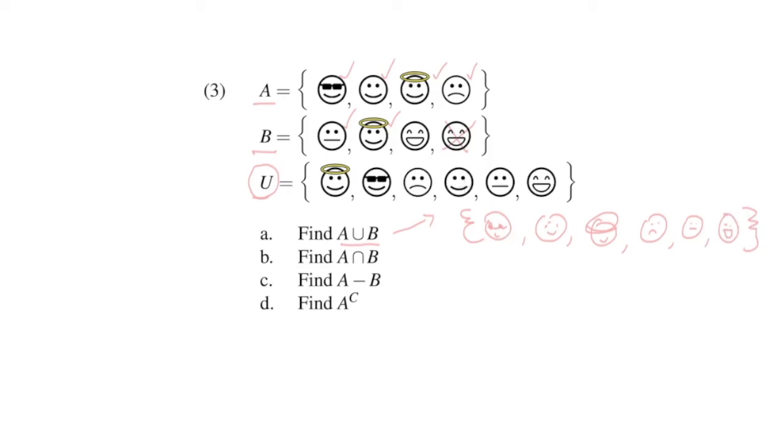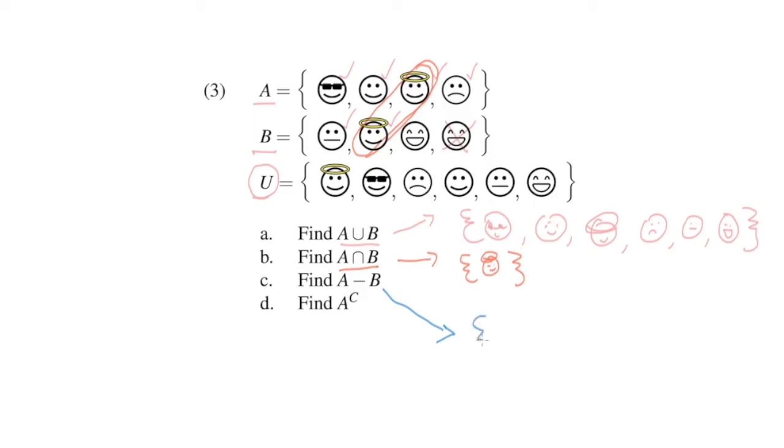Okay, let's do the next one. So A intersect B. So these will be any faces which are in both sets. Okay, so I can only see one. I can only see the angel. So the intersection will be just the set containing the angel. Now we want A minus B. So A minus B will be all the elements of A which are not in B. So it'll be all the elements of A except for the elements which are in the intersection of A and B. So that will be all the elements of A except the angel.